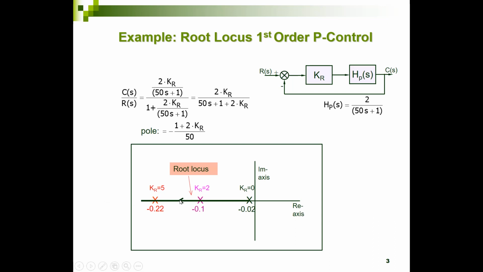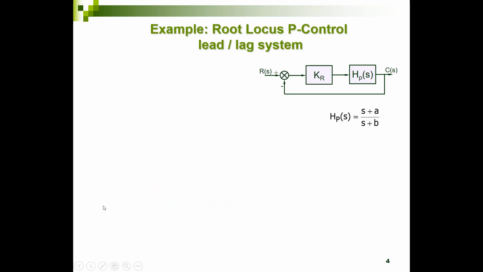We put an arrow over here which indicates that with an increasing kr the pole moves in this situation to the left. That is the root locus. That was the first order system with which we started to look at the root locus. Now let's look at another system, for instance a lead lag filter.